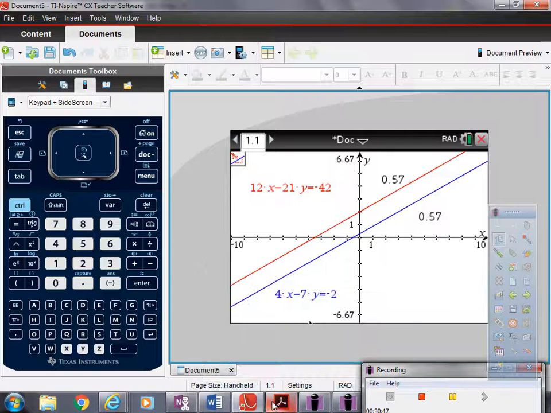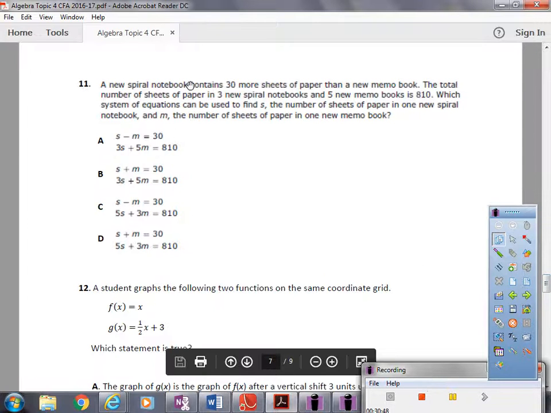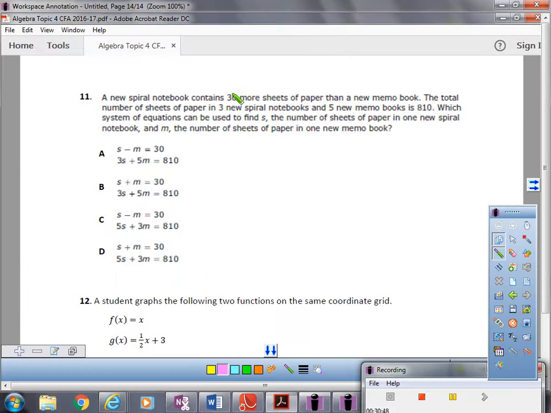Alright, so let's look at number 11 next. Number 11, it says a new spiral notebook contains 30 more sheets of paper than the new memo book. The total number of sheets of paper in 3 new spiral notebooks and 5 new memo books is 810. Which system of equations can be used to find S, the number of sheets of paper in the new spiral notebook, and M, the number of sheets of paper in a new memo book?